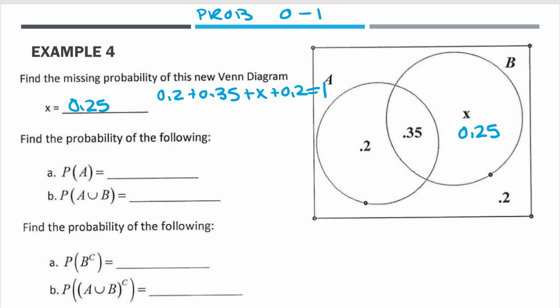Now let's go and answer the questions before. Find the probability of event A. So the probability of event A is 0.2 plus 0.35, which is 0.55. The probability of event A or B, remember we have that union there, will be 0.2 plus 0.35 plus 0.25.